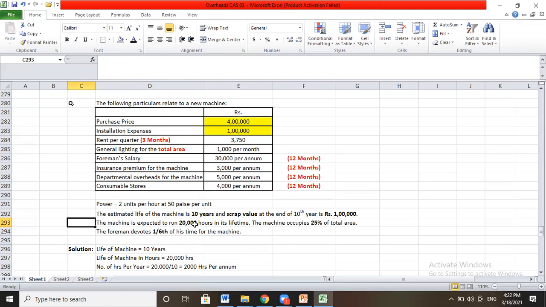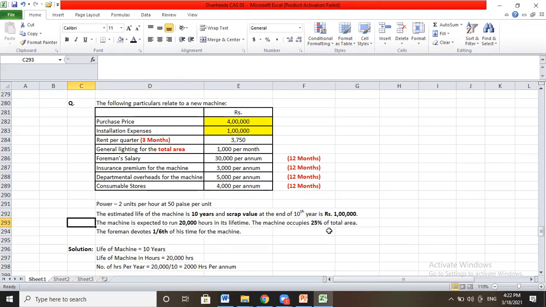And the machine is expected to run 20,000 hours. Listen here, for the first time you might be doing depreciation on the basis of the number of hours in its lifetime. Suppose the machine is going to be depreciated by 4 lakh in its lifetime. It will not be a matter of number of years. So as per machine life of 20,000 hours, we'll get 4 lakhs divided by 20,000 as per hour depreciation.